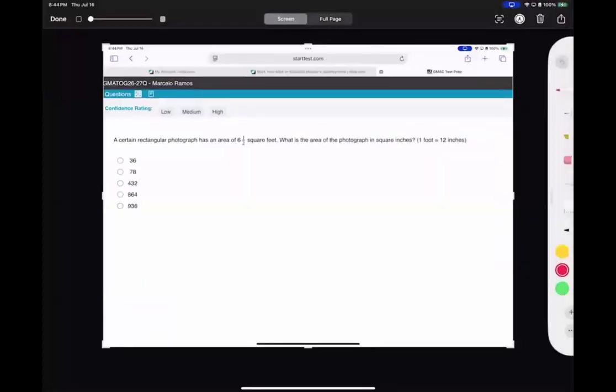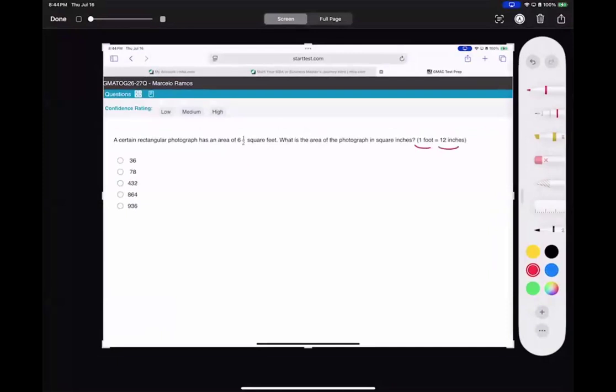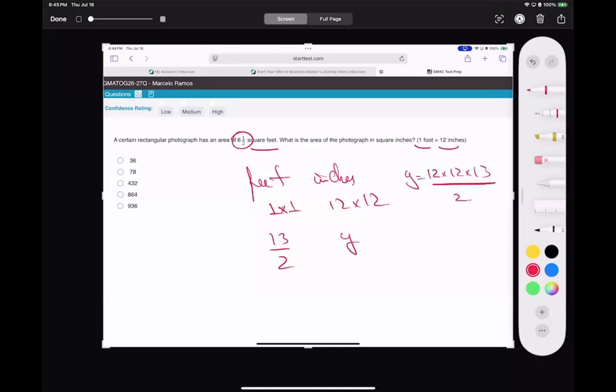So 1 foot, 12 inches. Feet, inches, 1 to 12, but I want squared. So 6.5 square feet is 13/2. How many inches? So it will be 12 times 12 times 13 divided by 2. This is 144. Divided by 2 is 72. Times 13.